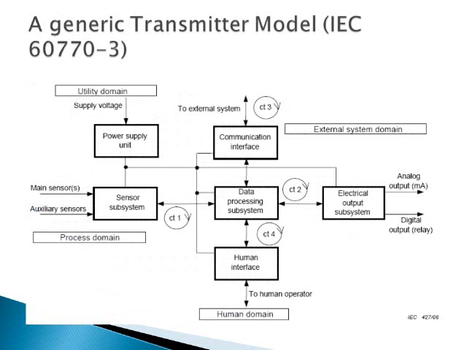This is a generic transmitter model as per IEC 60770 part 3. Here we are worried about the data processing subsystems, because the others are conventional electronics: the human interface domain, which has buttons, then the communication interface. For a safety critical system, we can even do away with the communication. You don't need communication. Our priority is safety. There is also the electrical output system, which is again an electronic system.